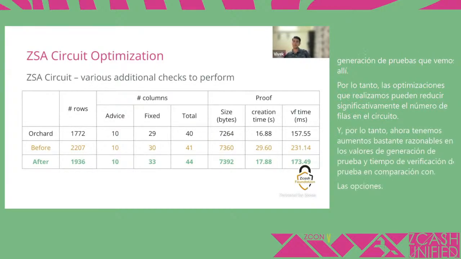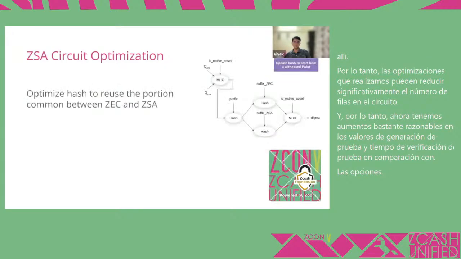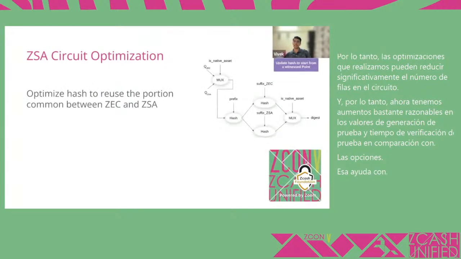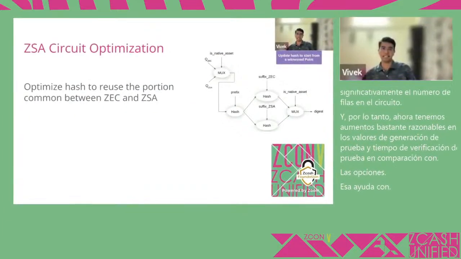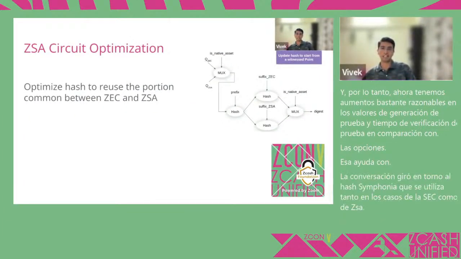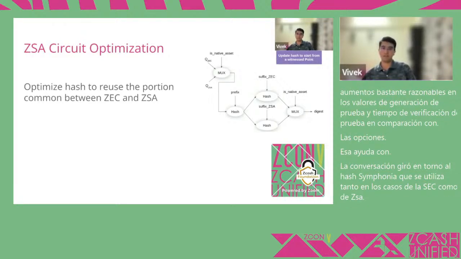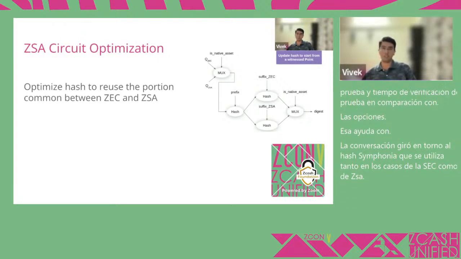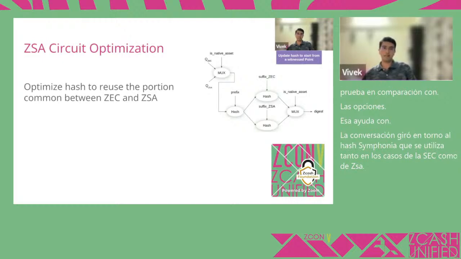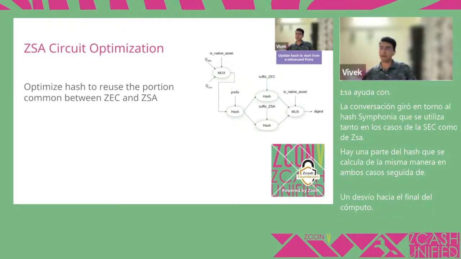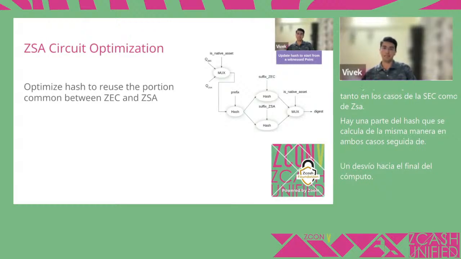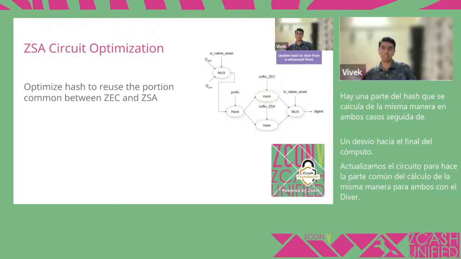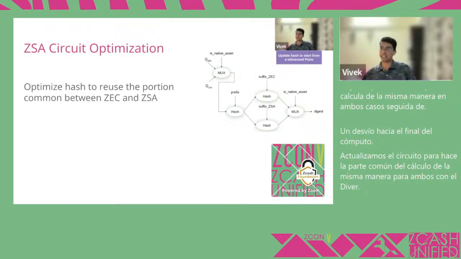We'll now give a very short summary of the optimizations that helped with this improvement. One optimization was regarding the Sinsemilla hash that is used both in the ZEC and the ZSA cases. There is a portion of the hash that is computed in the same manner for both cases, followed by a divergence towards the end of the computation. We updated the circuit to do the common part of the computation in the same way for both, with a divergence at the point where it was necessary. This was more efficient than having the entire hash portion of the circuit repeated twice.